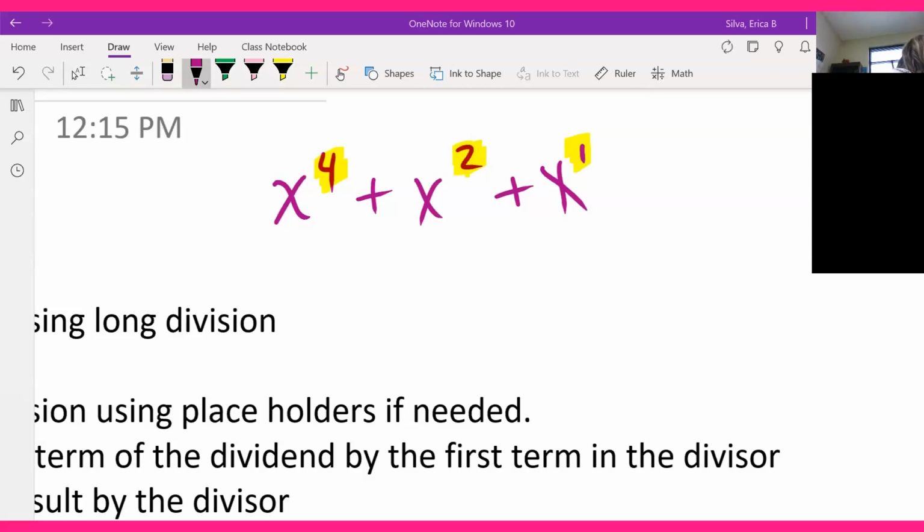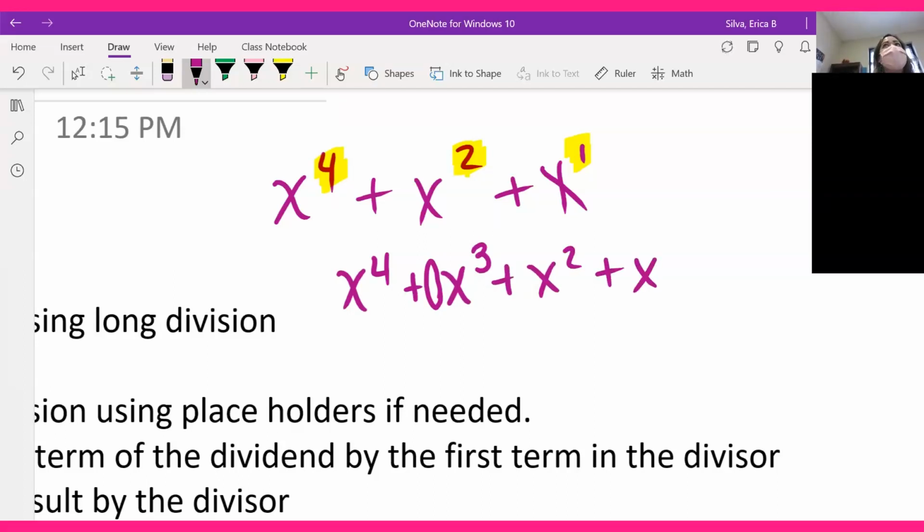So when we divide, we need to have a place for it. So we're going to rewrite it. Let's say it's x to the fourth plus x to the third. But because there's nothing there, we're going to put a 0x to the third plus x squared plus x. Does everybody see that? So when we rewrite it, we need to have every single exponent before the highest. So if there isn't one like here, we're going to add 1 with 0 as its coefficient. So that's what a placeholder is.